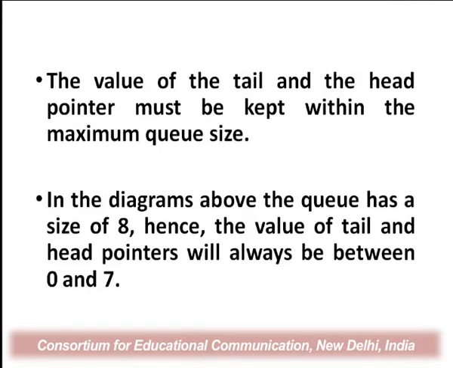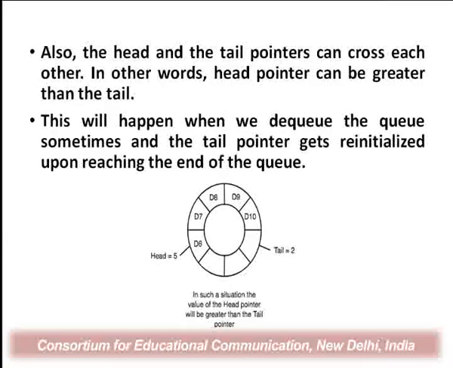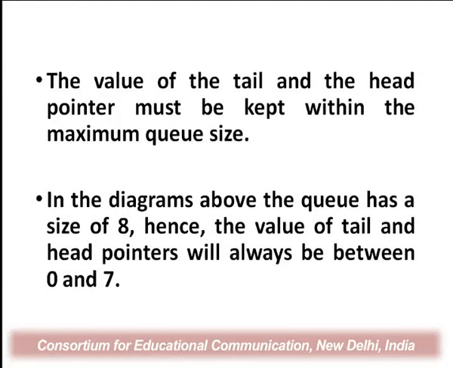But the important point here is the value of the tail and the head pointer must be kept within the maximum queue size. If the maximum index is 7, starting from 0 to 7, the head and tail pointer must have a value between 0 and 7. So, in the diagrams which we have seen here, there is a total space of 8 elements and the queue has a size of 8. Value of tail and head pointer will always be in between 0 and 7.